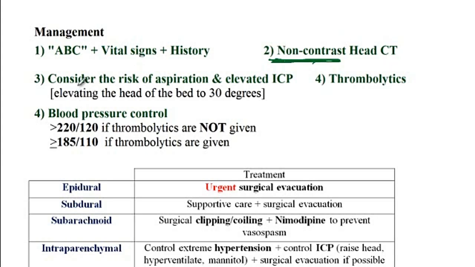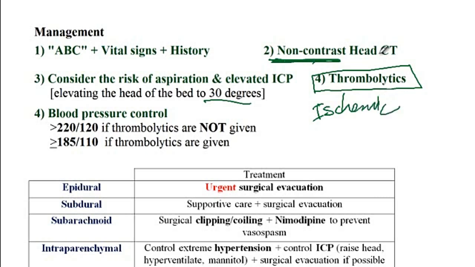And then given that the patient could have had a stroke, you should consider the risk of aspiration as well as the elevated intracranial pressure. And so both of these conditions can be helped by elevating the head of the bed to 30 degrees. And then you could also consider thrombolytics in patients that have ischemic stroke. So after you do a CT scan, if you rule out hemorrhagic stroke and you are in the window of 3 to 4.5 hours since the start of symptoms, then you can consider providing these patients with thrombolytics. And the reason I say 3 to 4.5 hours is that it all depends on the center. If you are in a specialized center, you can extend the window up to 4.5 hours. So the window of time you can give thrombolytics for ischemic stroke is 3 to 4.5 hours.